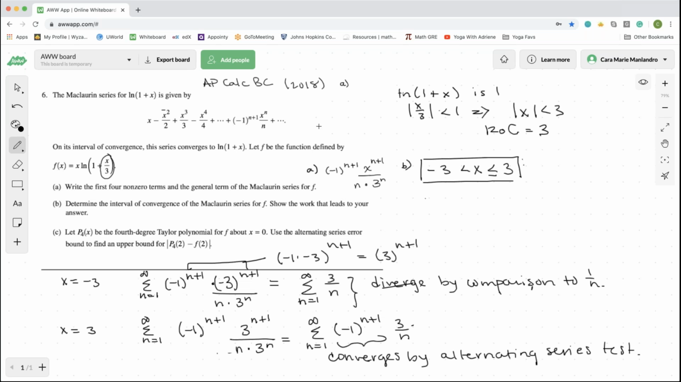Okay, so then in terms of what the AP wanted to see, if you set up the ratio, you got a point for setting up the ratio. You got a point for computing the limit. You got a point for getting the radius. And then you got a point for just looking at the endpoints. So even if you just stated that you have to look at the endpoints, you would have gotten that point. And then you get a point for actually getting the right answer.